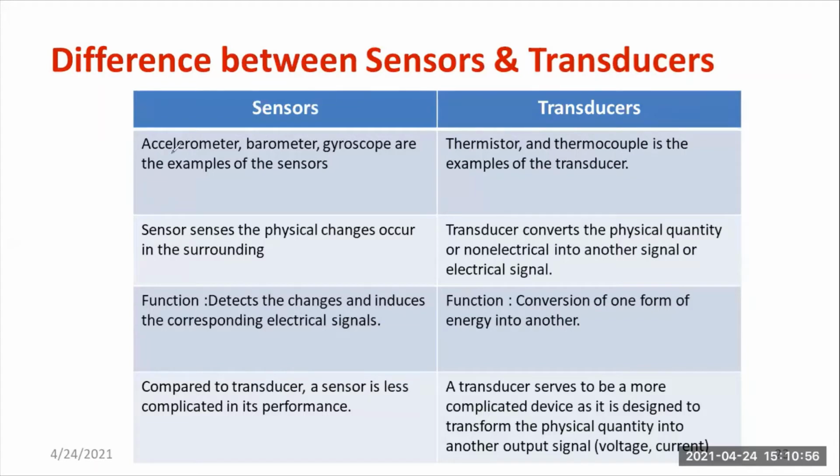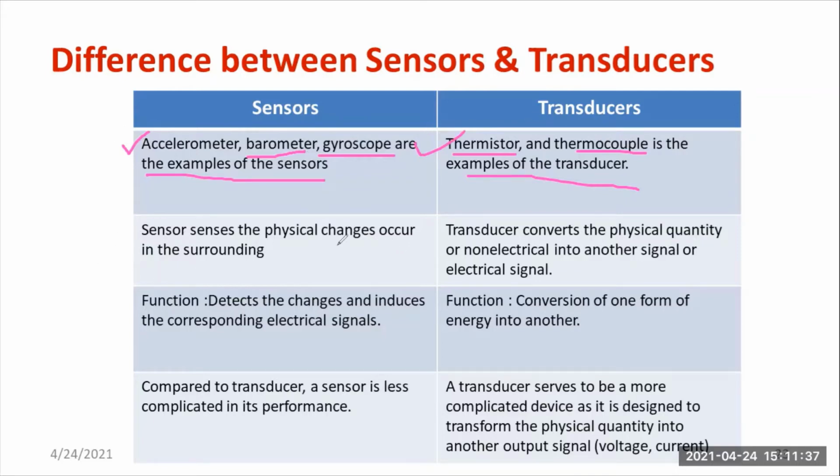Coming to other differences, what are the examples of sensors? Accelerometer, accelerograph, barometer, gyroscope. These are all examples of sensors. If you add some kind of signal conditioning device along with the accelerometer or accelerograph, then it becomes a transducer. I hope you understood, so a sensor is a part of a transducer. Regarding transducers, thermistor, thermocouple, LVDT are all examples of transducers. Here, sensing as well as signal conditioning takes place. That point you have to underline.